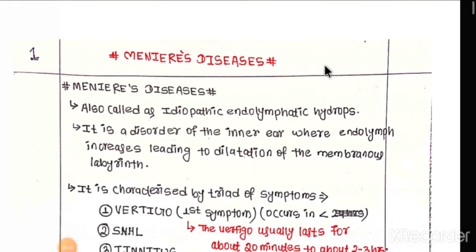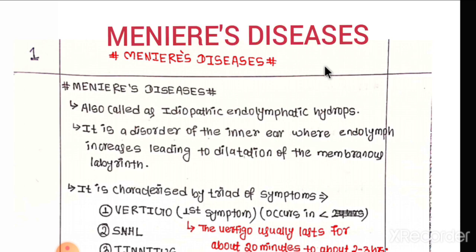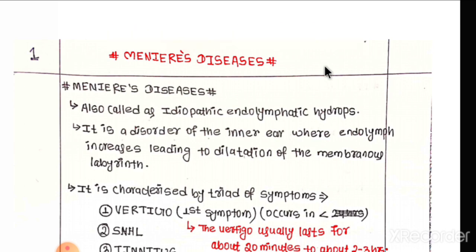Hello guys, today our topic is Meniere's disease. We'll study Meniere's disease. It is a disease of the inner ear. Meniere's disease is also called idiopathic endolymphatic hydrops. The term endolymphatic hydrops means excessive accumulation of endolymph within the membranous labyrinth.